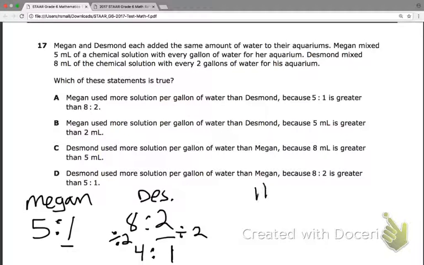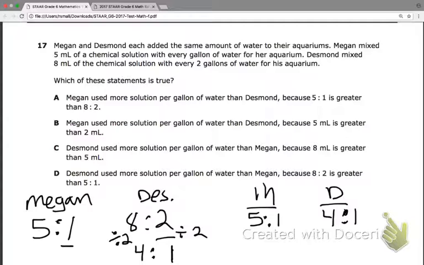So now I have Megan is 5 to 1, and Desmond is 4 to 1. So I'm going to look, and I notice that Megan has more chemical solution per gallon of water. So let's read our answers.